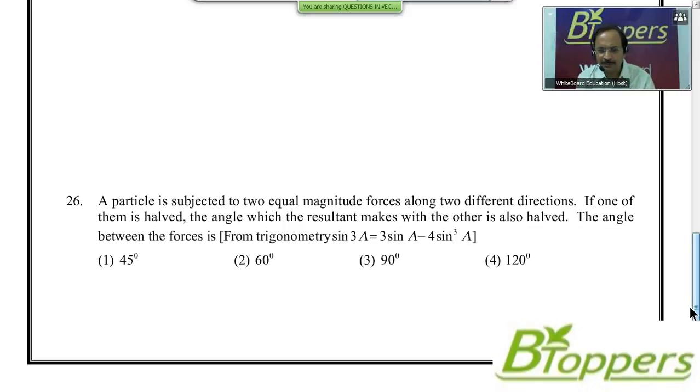To solve this problem, you can also use one of the results in elementary trigonometry: sin 3a equal to 3 sin a minus 4 sin cube a. This formula you can try to use in the solution of the problem. Those students who need more time to try the problem, they can take a pause and try this problem. This problem was also given in one of the previous talent test examinations, Science Physics Olympiad.